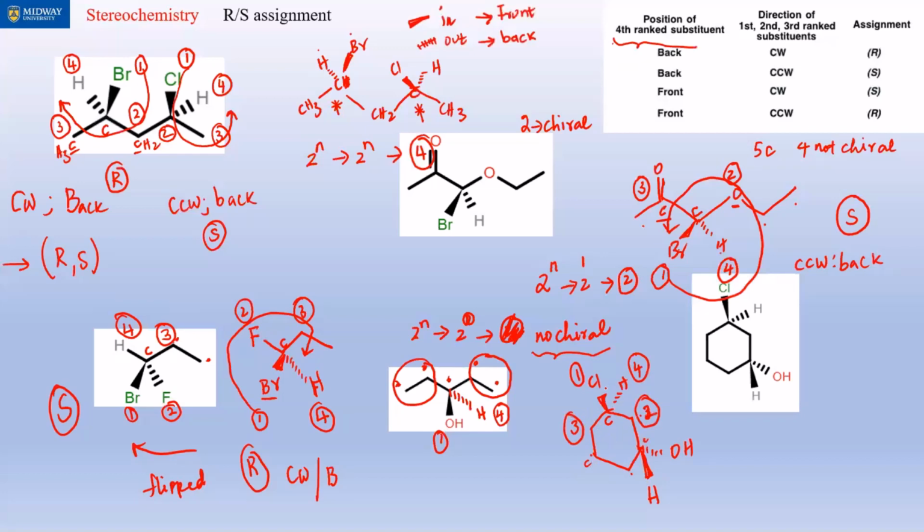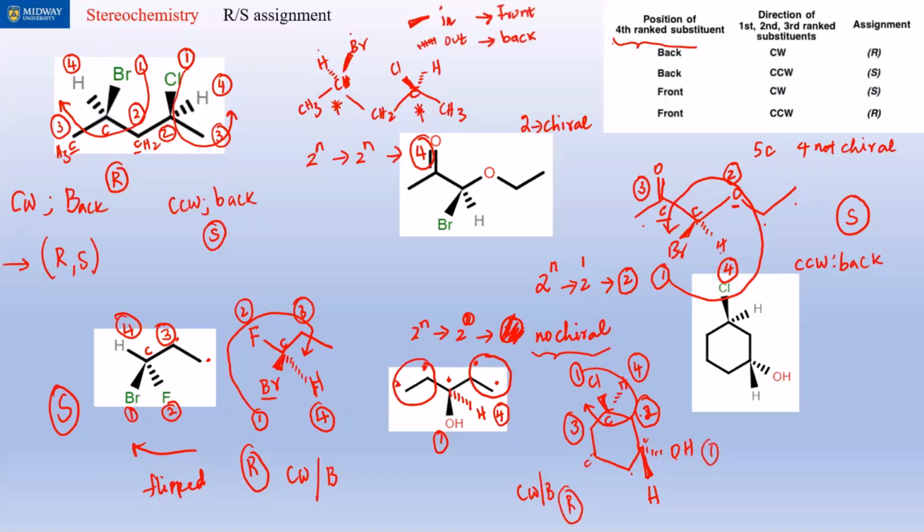I can address all of the concepts in one maybe rather long video rather than making 20 different videos on the same topic. So this is 1, 2, 3, right? That's clockwise, right? And the lowest priority group 4 is in the back position, so that's R. Let's do the same for this one.